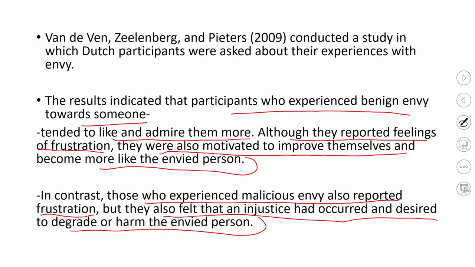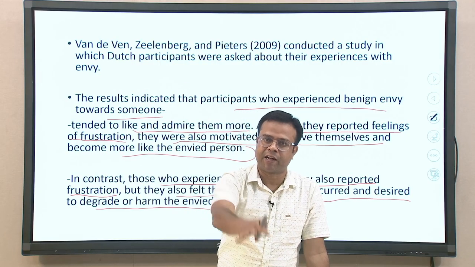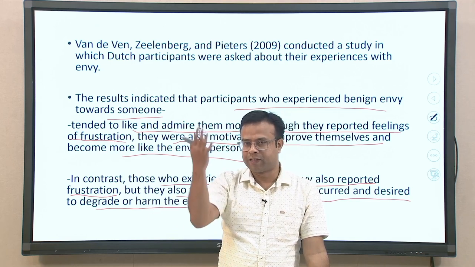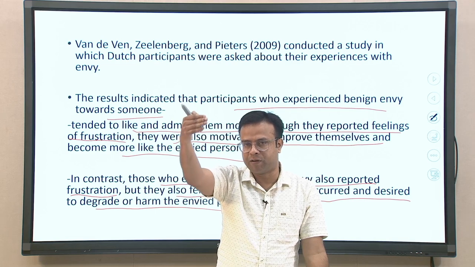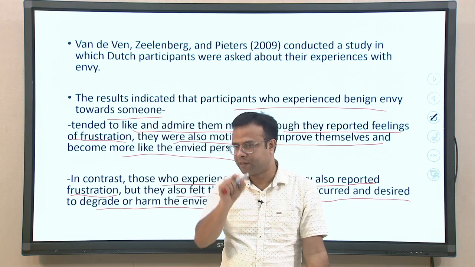So, in the case of malicious envy, the participants reported frustration. Frustration is also there in this case, but here the emotions are very different. The kind of mental interpretation is very different. Here the people also feel that some injustice has occurred, that the person has achieved something that they could have also, but some injustice has happened, and they desire to degrade the other person. That is the most problematic part of malicious envy, that you try to degrade the other person rather than improving yourself. You put all your energy into degrading the other person and feel good about yourself. In the other case, you see the other person somewhere above you, and you try to go there or achieve that. That is the basic difference.